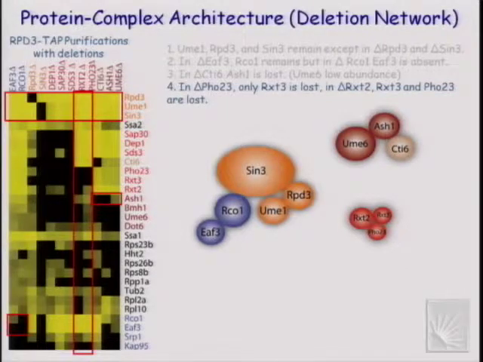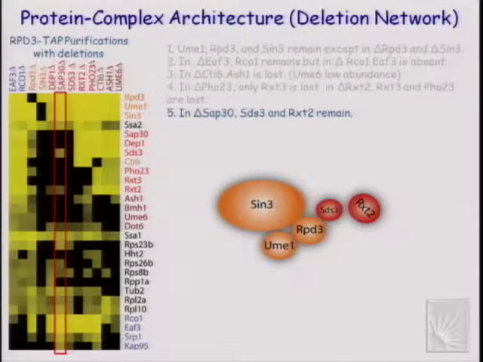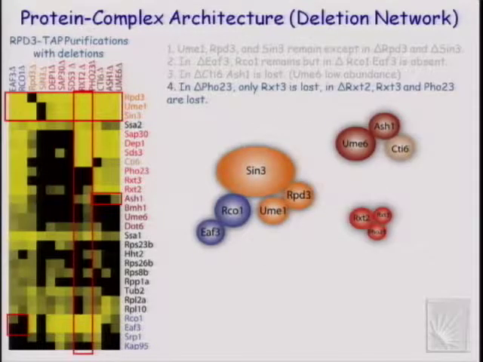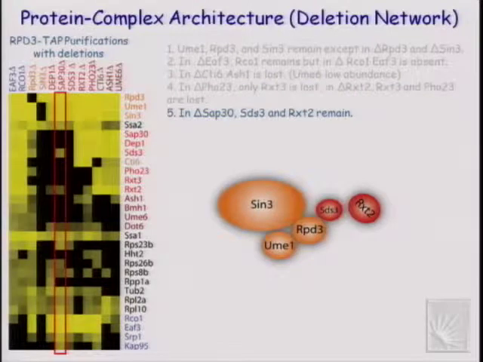So this suggests that RXT2 is perhaps more important. I'm sorry, FO23 is perhaps more important. We'll see that later. Take a little bit of a different perspective though, on these kind of core components that are present in many cases when we start deleting them.